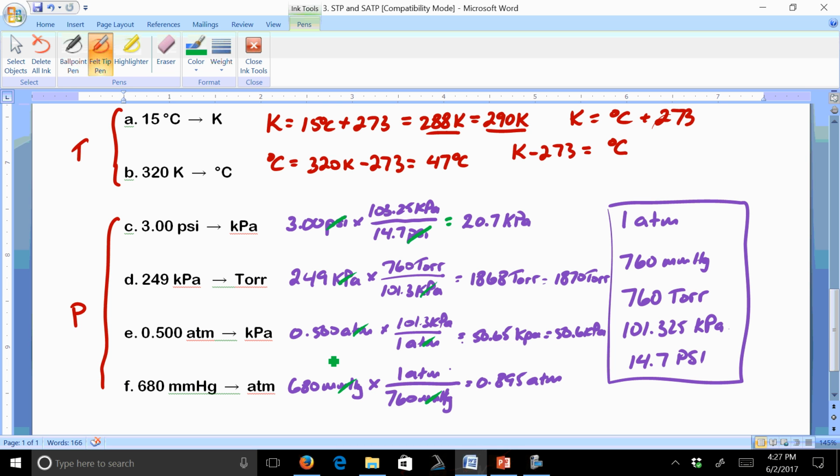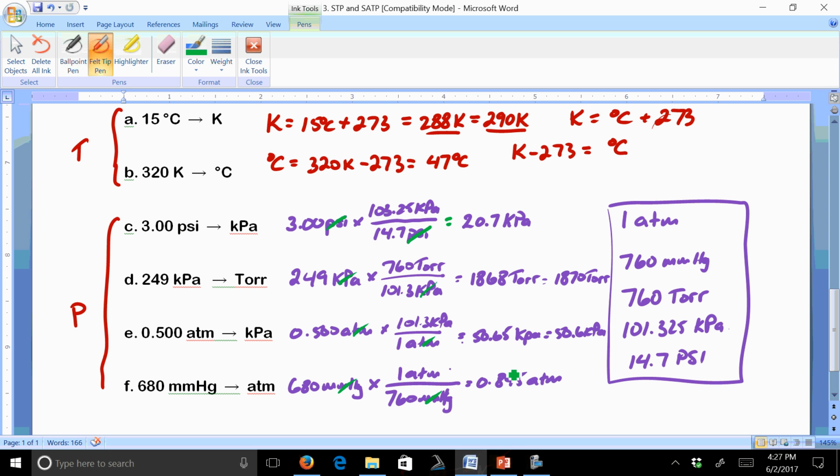For the next one, 0.5 atmospheres. We know that 1 atmosphere is 101.3 kPa. We basically set up the conversion factor, units cancel. We end up with 50.65 kPa. But remember, I have to have 3 significant digits at the end. The next one is very similar. We have our millimeters of mercury. I know that 760 millimeters of mercury is equal to an atmosphere. Set up the conversion so the units cancel. You end up with 0.895 atmospheres.